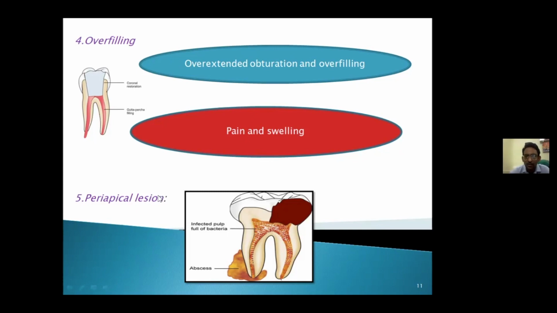Then the other cause is periapical lesion. As we know, when there is caries and the infection is spread to the root canal, it will grow in the root canal, and once the infection is spread beyond the apex, it will spread into the periradicular area, cause periradicular inflammation, and this will ultimately result in abscess.